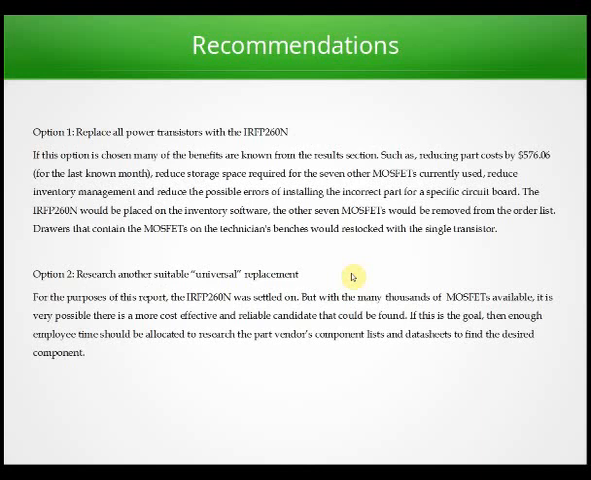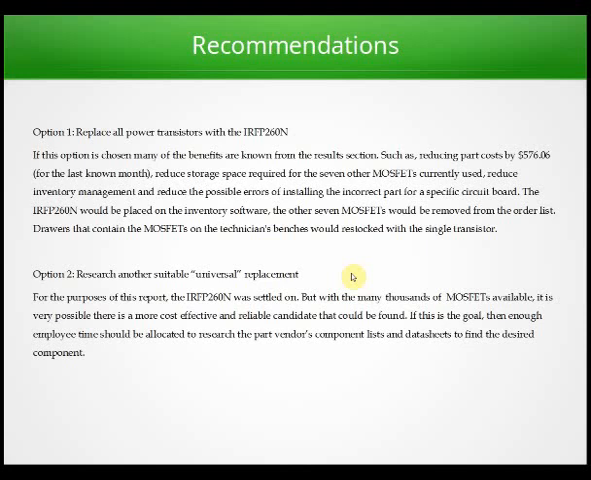Recommendations. Option 1. Replace all power transistors with the IRF-P260N. If this option is chosen, many of the benefits are known from the results section, such as reducing part cost by $576.06 for the last known month, reduced storage space required for the 7 other MOSFETs currently used, reduced inventory management, and reduced possible errors of installing the incorrect part for a specific circuit board.